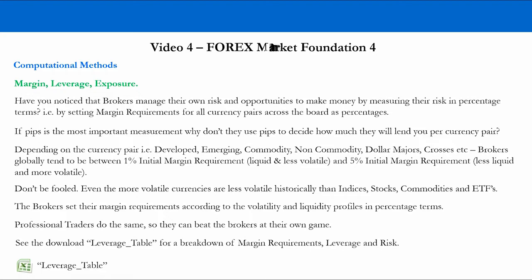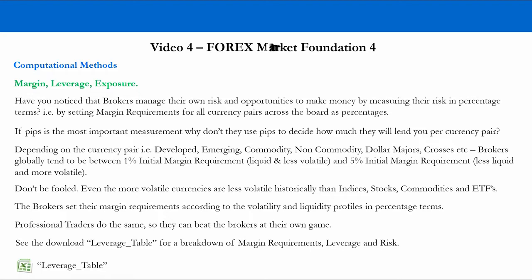So if pips are the most important measurement, why don't they use pips to decide how much they're going to lend you to trade for a currency pair? Well, they measure their own risk in terms of percentage, but they want everybody to think in terms of pips. And if they achieve this, they basically have thousands of dumb money clients who can't calculate their risk correctly, which is a perfect situation for them.